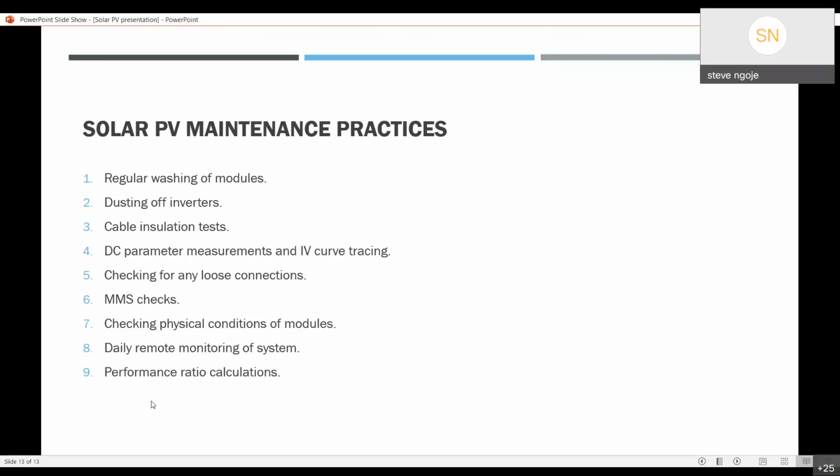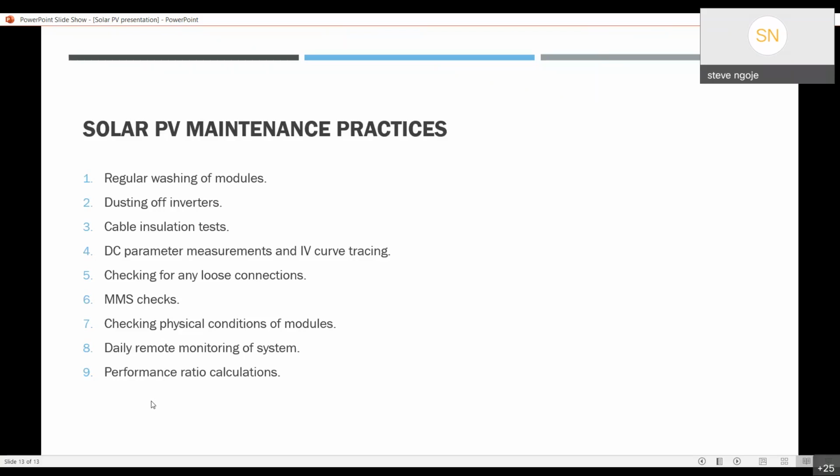So check for any loose connections. Just like the cable insulation test, loose connections can cause a lot of havoc, especially on the DC side. We are talking about, for example, grid-tied systems, with systems of around even 1,000 volts. Arcing at that high voltage, even though the current is low, could lead to a lot of losses. Also on the AC side, it's not safe.